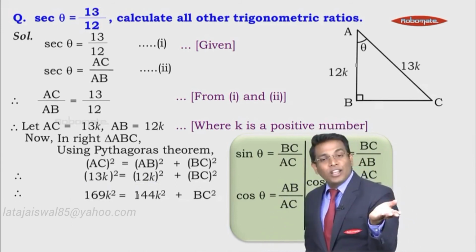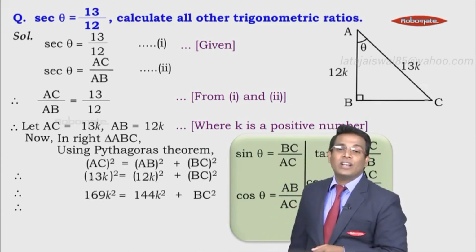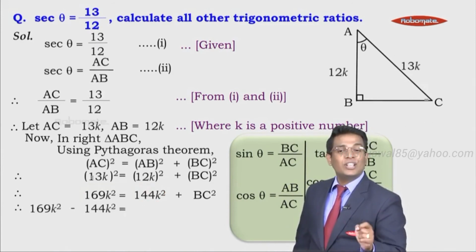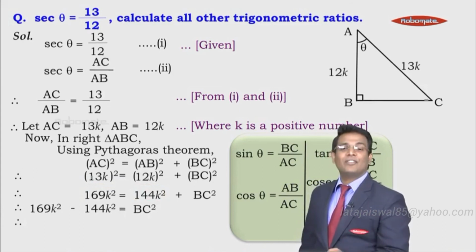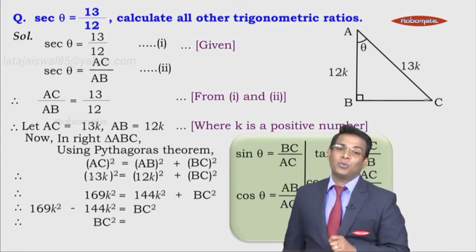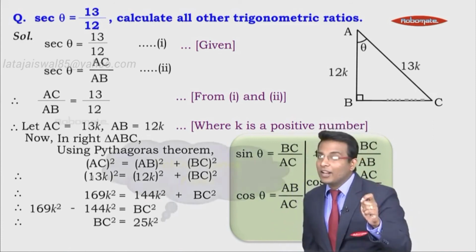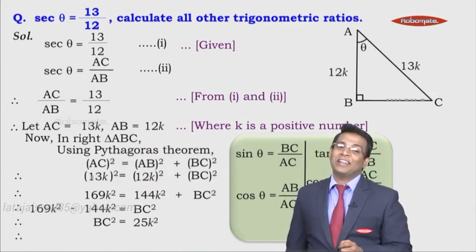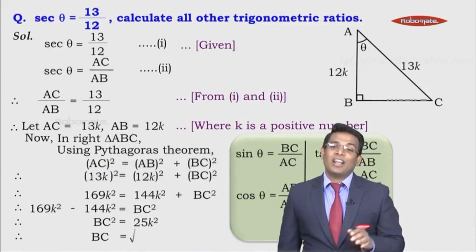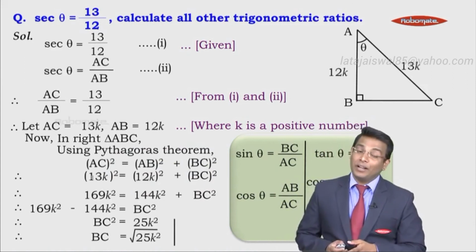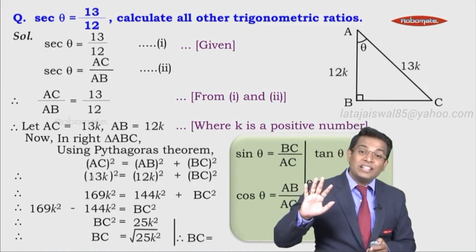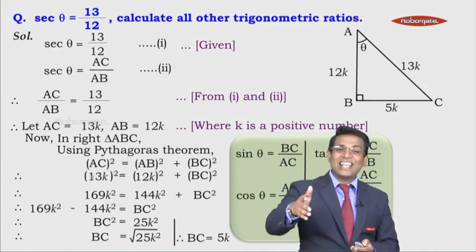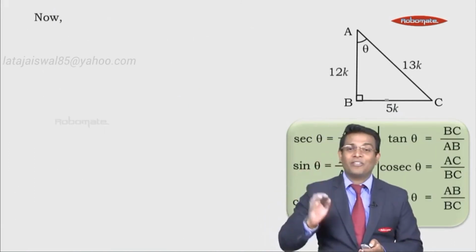Now 144K square shifts onto the left hand side. So we'll get 169K square minus 144K square is equal to BC square. And the answer there we get is BC square is equal to 25K square. That means now we take the square root. So we get the value of BC as 5K. Wasn't that easy? Simple. But the sum is not over. We got the value of BC as 5K. It's not done. Now we need to find the ratios. It's very easy now. So let's find the ratios one by one.